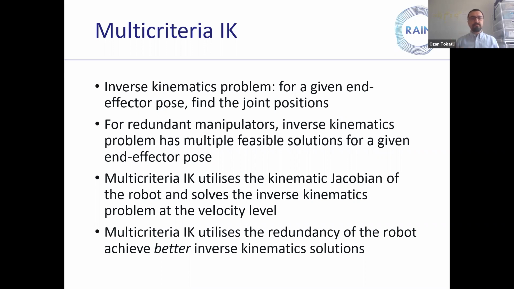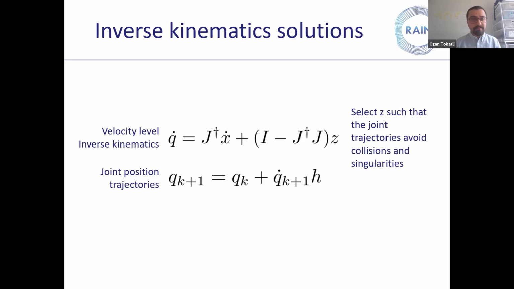Let me stress this out one more time. We are interested in redundant manipulators because that redundancy is key to our inverse kinematics algorithm, and our approach tackles the inverse kinematics problem at the velocity level. So we will be utilizing the kinematic Jacobian of the robot. And next slide, please. So basically, this is a broad view of what we are doing.